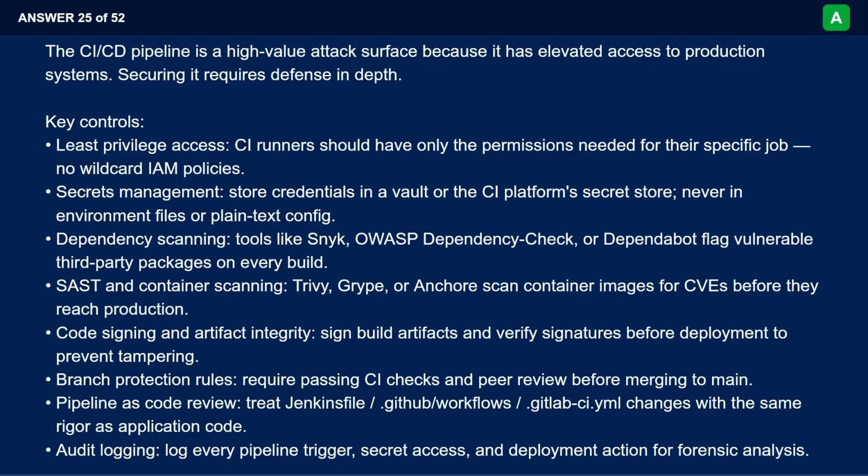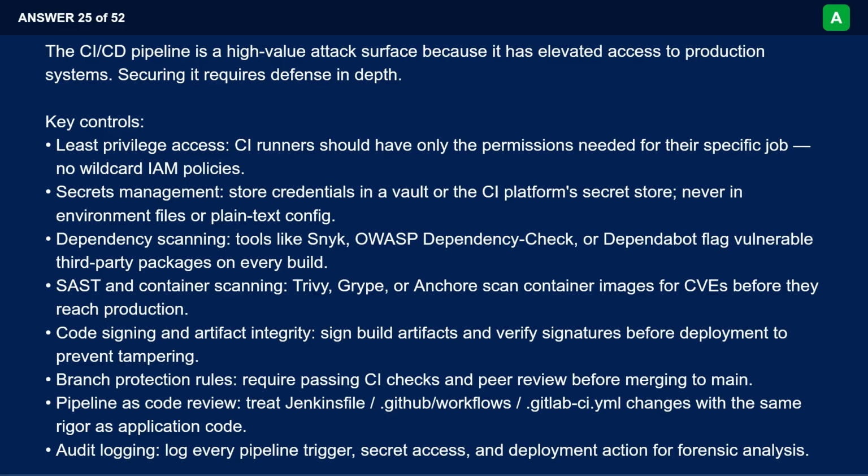Secrets management. Store credentials in a vault or the CI platform's secret store, never in environment files or plain text config. Dependency scanning. Tools like Snyk, OWASP Dependency-Check, or Dependabot flag vulnerable third-party packages on every build. SAST and container scanning. Trivy, Grype, or Anchore scan container images for CVEs before they reach production.